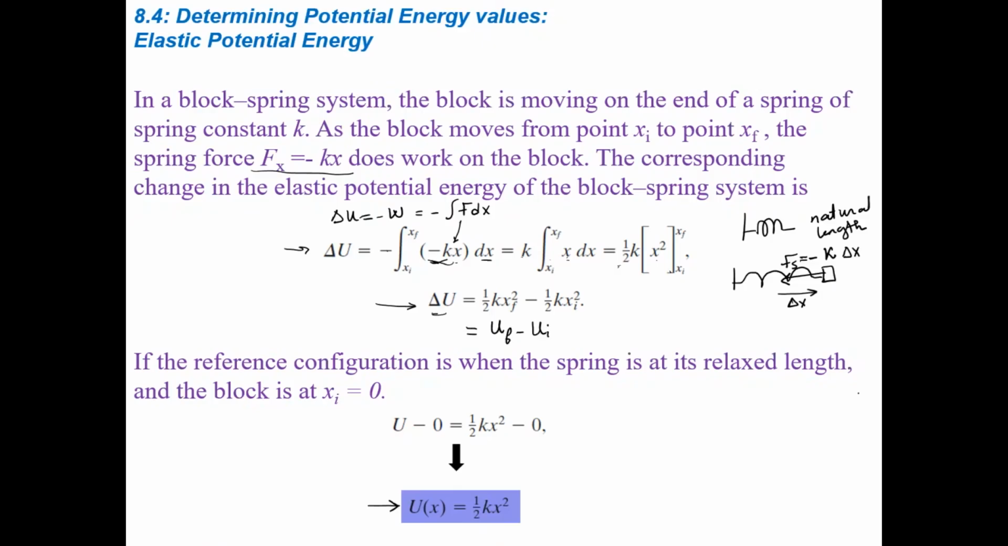What is it telling us? You have a spring of stiffness k. You pull it by a displacement x. You stretch it by 2 centimeters, let's say. So this is elongation or compression. Then it will store some elastic potential energy, which is going to be equal to half kx squared.